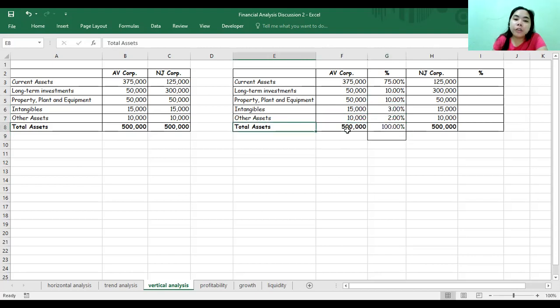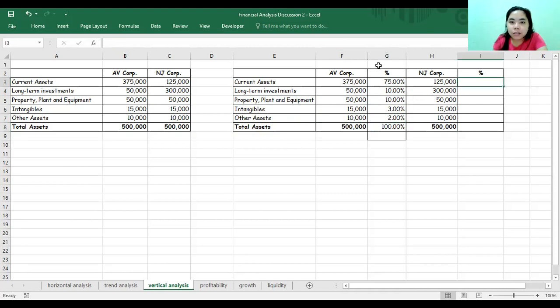So since our total assets is our chosen base, this is 100%. So to analyze for AB Corporation, current assets represent 75% of its total assets. For its long-term investment, it's 10% of its total assets. The same with its PPE. For the intangibles, the intangibles represent 3% of its total assets of AB Corporation, and other assets represent 2% of its total assets.